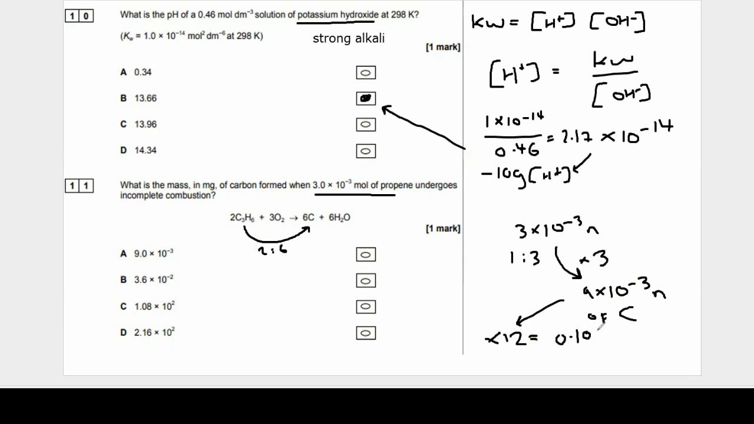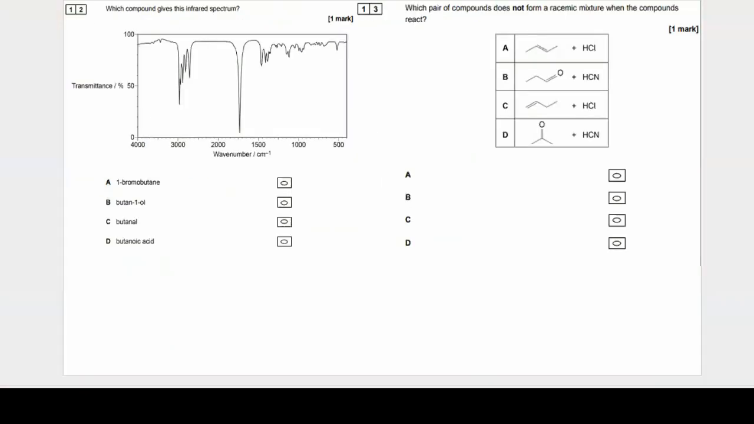Now let's turn that into grams. So we times moles by Mr to get grams. It's 0.108 grams. Then we go, aha, it wanted it in milligrams. So we need to times by 1,000 to convert the grams into milligrams, and we get 1.08 times 10 to the power of 2. Beautiful. Let's move on. Question 12.